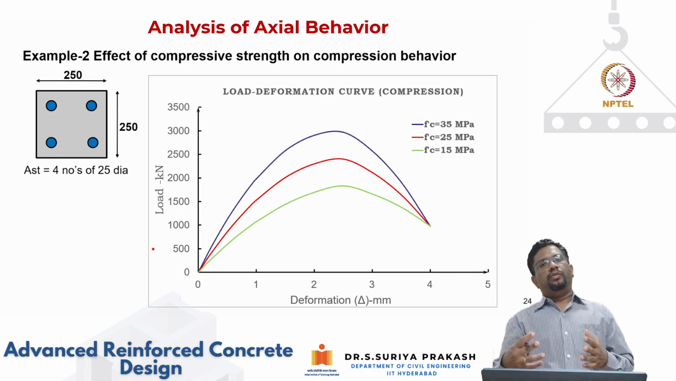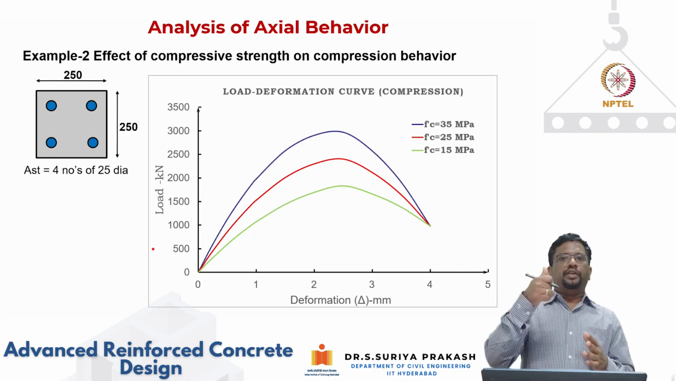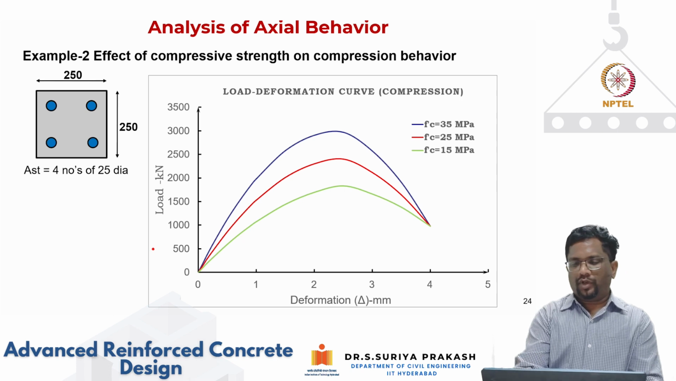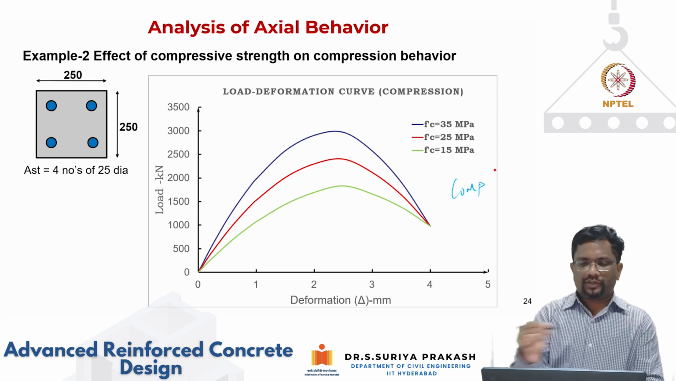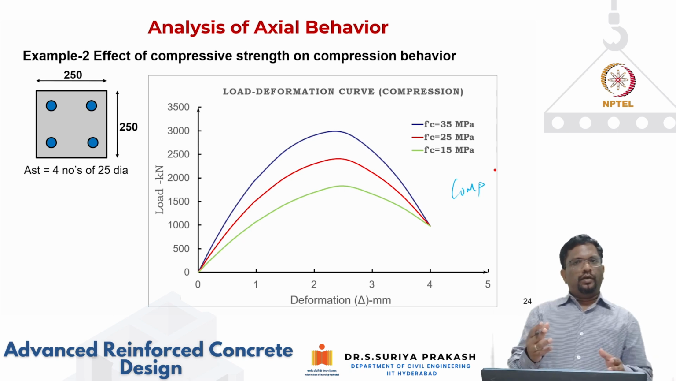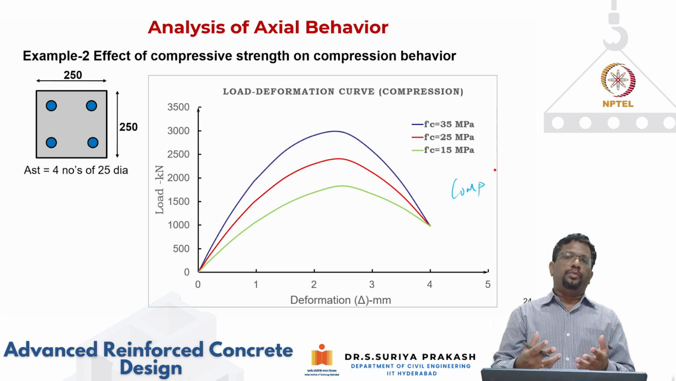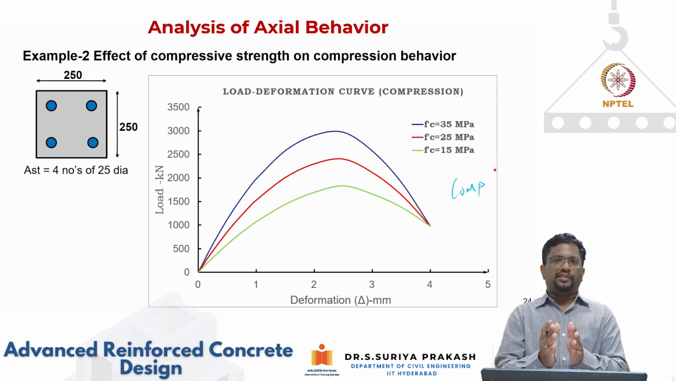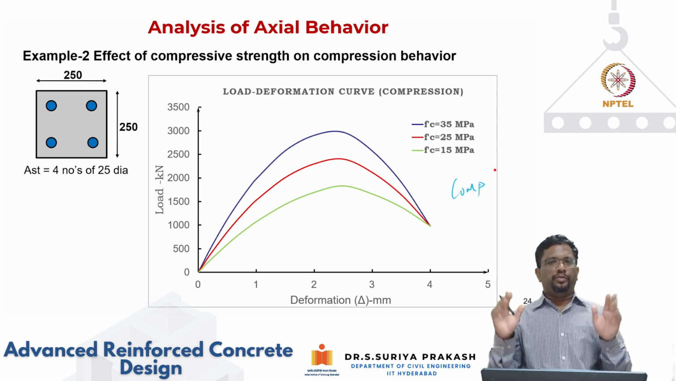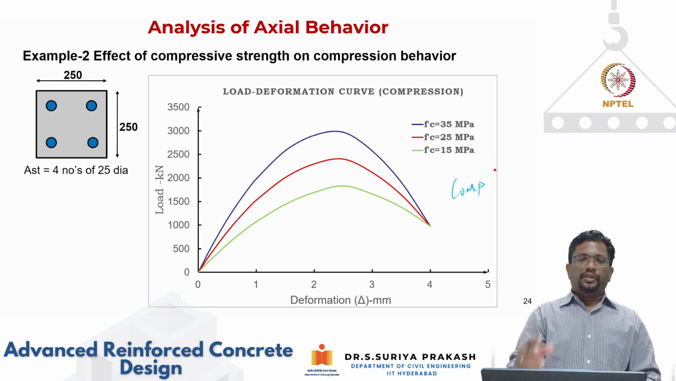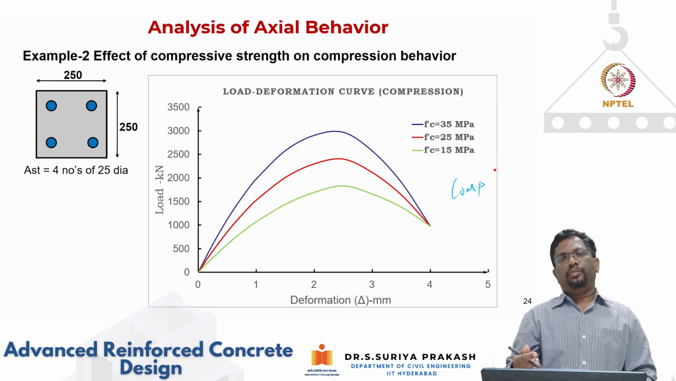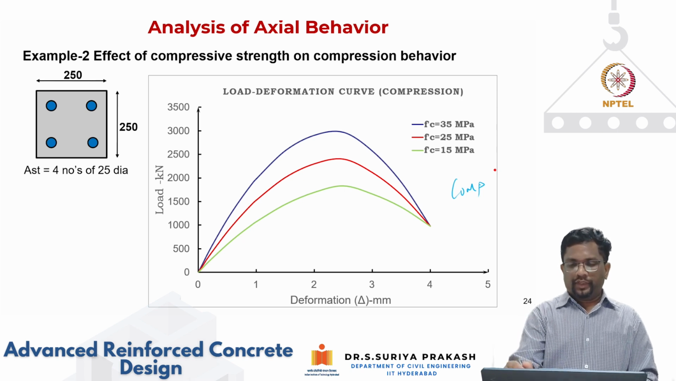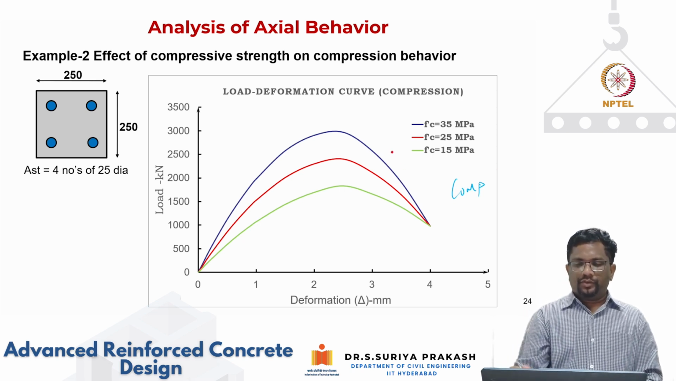Now let us see what will happen in compression when you start increasing your grade of concrete. So you see here three curves I have plotted. This is only we are looking at compression, okay, not tension. And you can see that concrete contribution in tension is only valid up to it reaches its tensile strength. After that, the concrete cannot really contribute. Only steel is doing all the work. So that is why the role of concrete in compression is more important, and role of steel in pure tension behavior is more important.